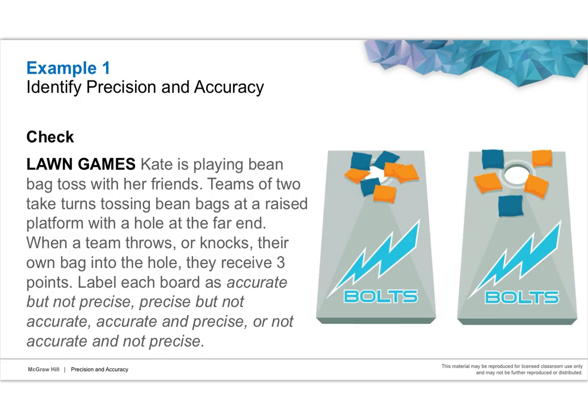So we have a new check on page 130 on this same idea of precision and accuracy. This time we have lawn games. So Kate is playing beanbag toss, or of course we know this as cornhole, with her friends. Teams of 2 take turns tossing beanbags at a raised platform with a hole at the far end. And when a team throws or knocks their own bag into the hole, they receive 3 points. So we're looking at the end result boards and asking to label them in the same four combination ways that we have. And we only have two choices here, so you'll have to choose what makes sense among the four choices that are given at the end there. So take a pause in the video and see if you can apply the correct vocabulary word to each scenario.